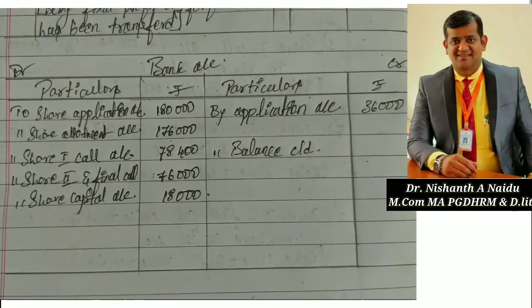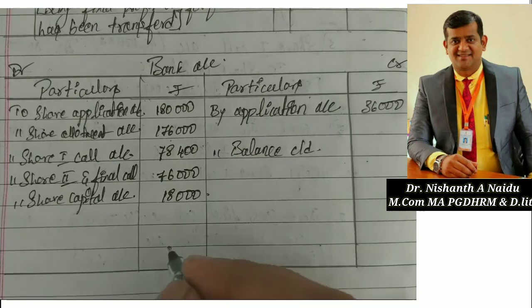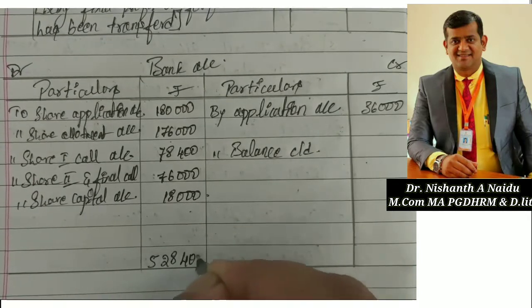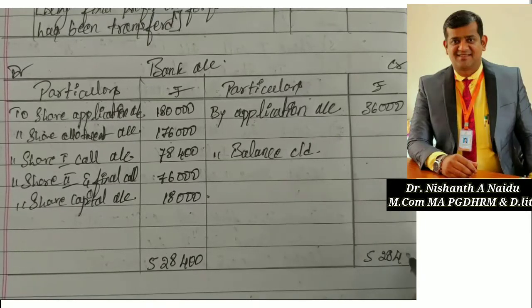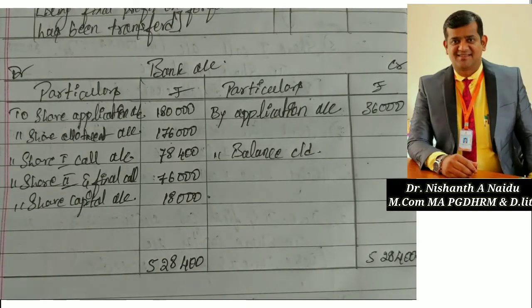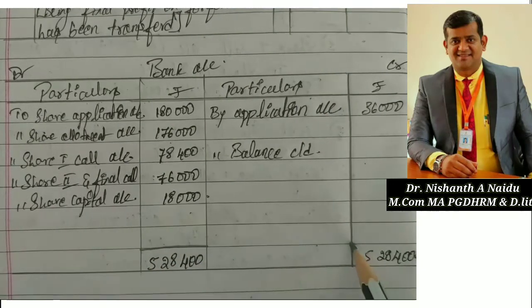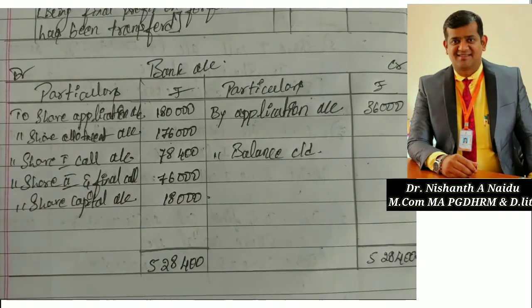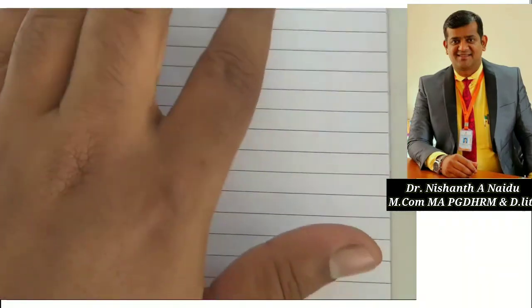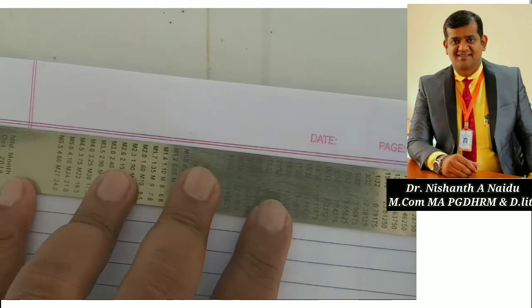So now let us do the total part. Total is 1,80,000 plus 1,76,000 plus 78,400 plus 76,000 plus 18,000. That is 5,28,400. So this is the total of your bank account. So now let us open a balance sheet. That is the new balance sheet. So let us draw a table for the new balance sheet.